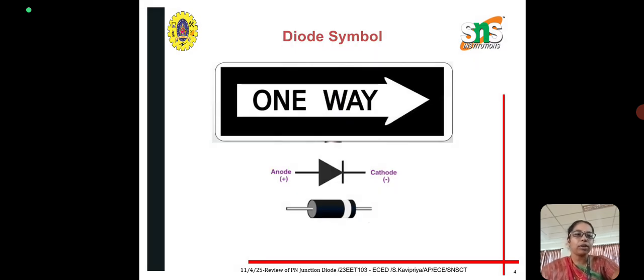And next is the symbol for a diode. It allows current flow in the forward direction, so it takes a symbol like a forward arrow. It has a positive and a negative terminal. Positive is the anode and negative is the cathode. To identify the cathode, there will be a white line.